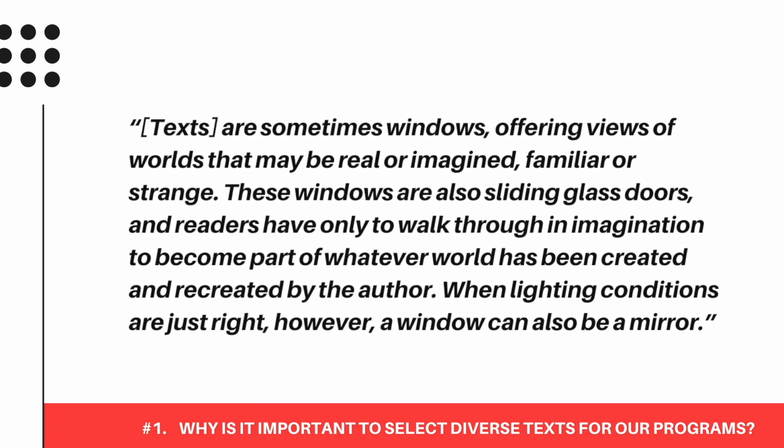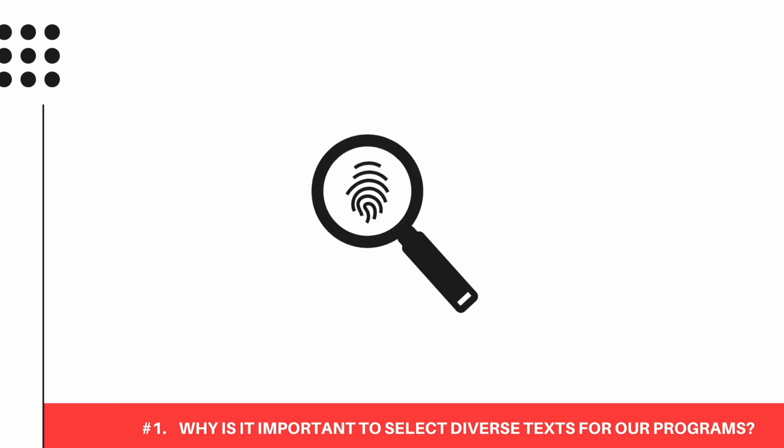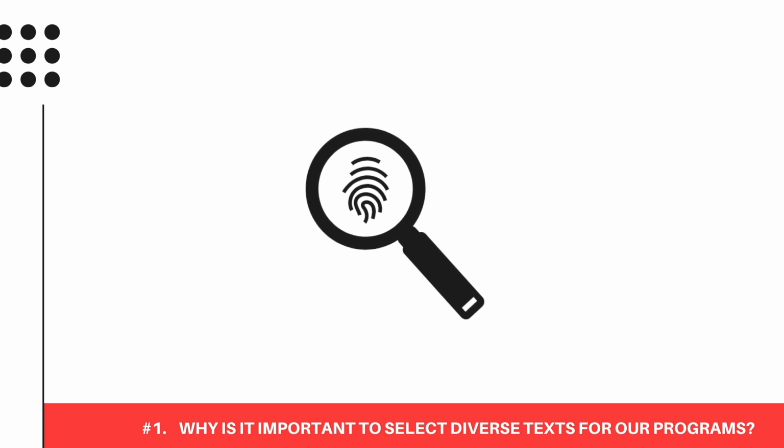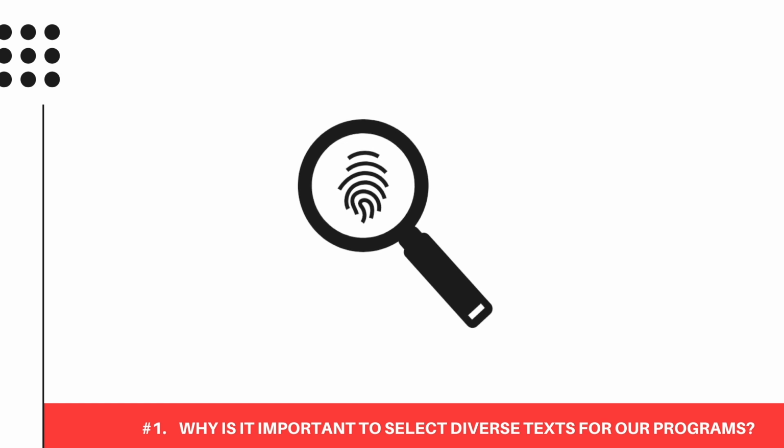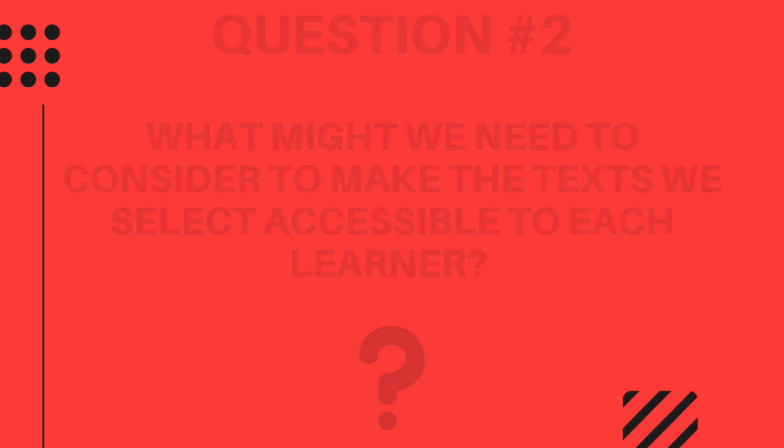In order to engage students with authentic and relevant learning materials, educators must make decisions by considering which social identities are present in and missing from the texts in their classrooms. Question number 2. What might we need to consider to make the text we select accessible to each learner?